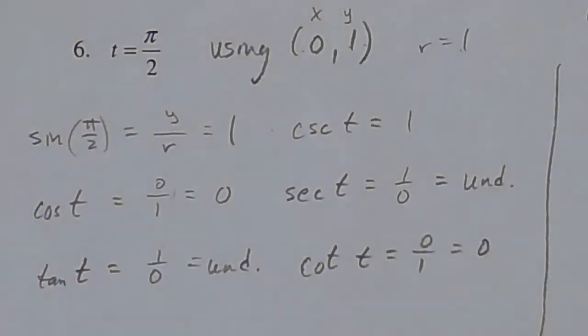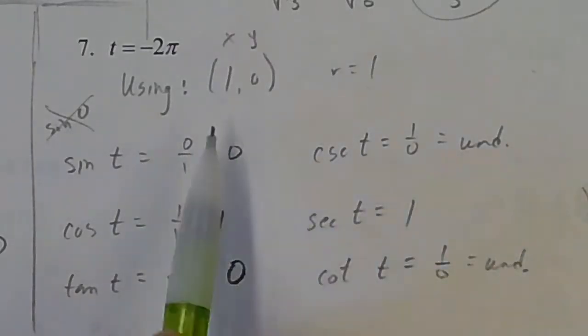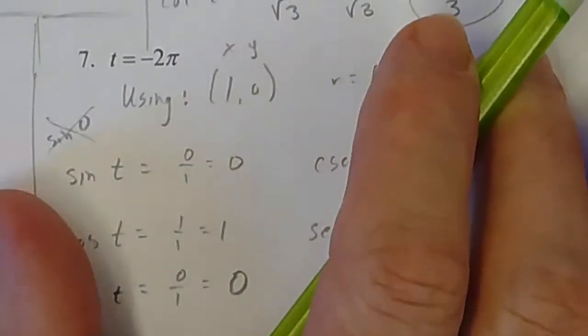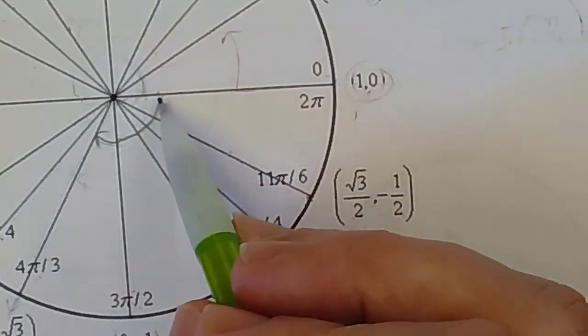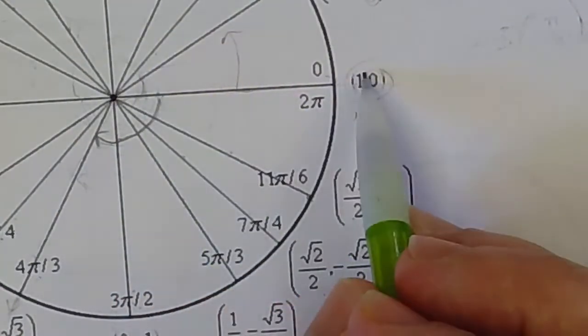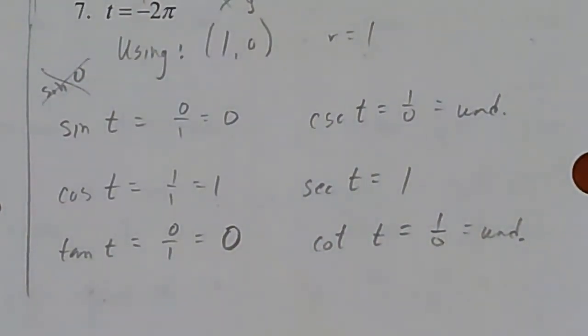Go ahead and pause the video and you try -2 pi. Okay, here's your feedback on 7. I'll try to put the definitions here too. We're using 1, 0 because negative 2 pi rotates a full revolution and ends where it started. So those are our coordinates, 1, 0. And here are the solutions.